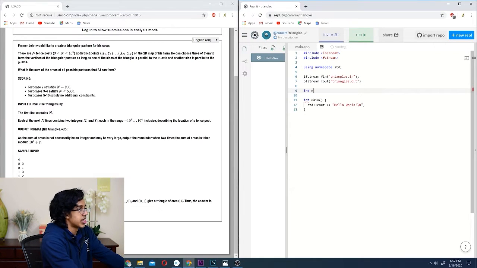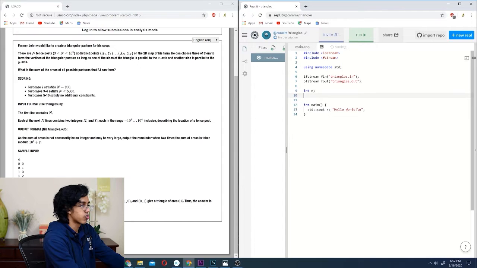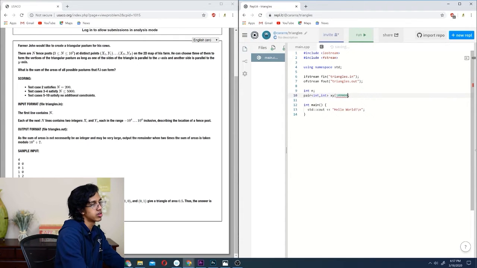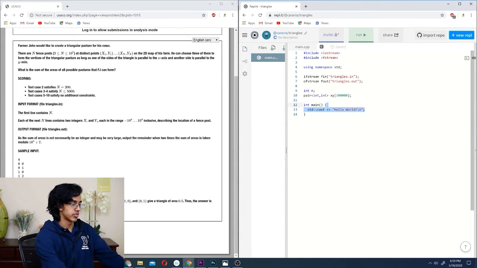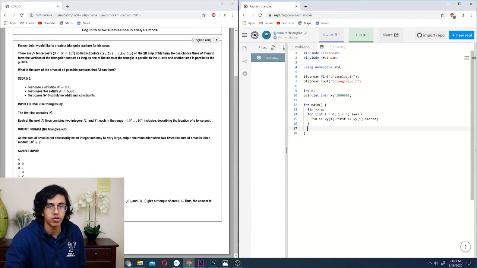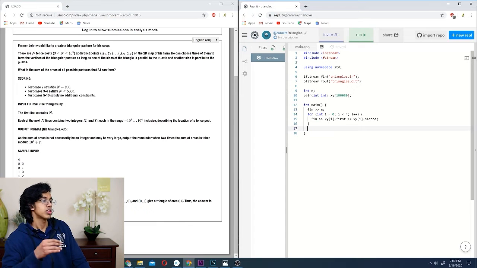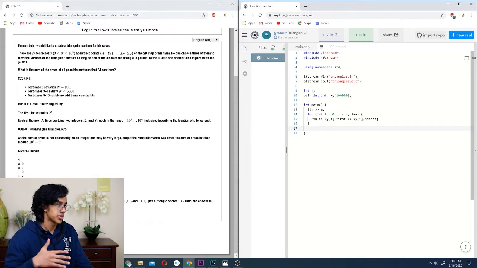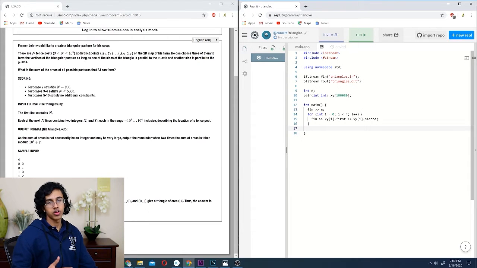So we need our int n. We also need to store all our coordinates, so we'll do pair int xy, and then we have to store how many of them? 100,000 of them. Okay, and then we'll read everything in. Everything is read in, and basically now what we want to do is sort it by x coordinate, and then go through it and do our assignment things, and then go through y coordinate and do the same thing.